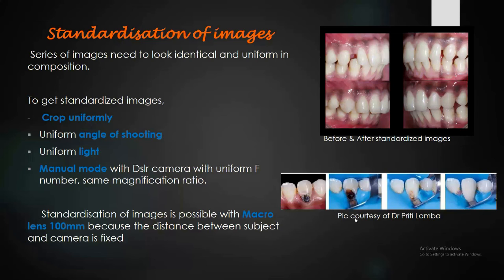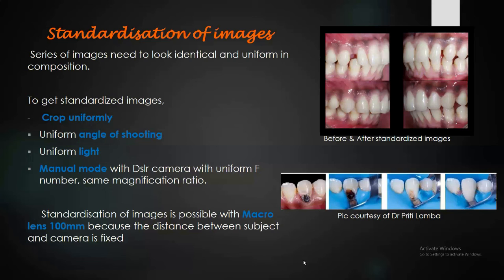This is a very good case, pic courtesy of Dr. Preeti Lamba, wherein you see the images are so well standardized. You can see uniform composition of all the images. You can see a similar number of teeth in all the images. 3 to 4 teeth are visible in all the images. So we must aim to get standardized images which help in getting clarity. Otherwise, it just confuses the viewer, and we just need to keep in focus what we want to show.